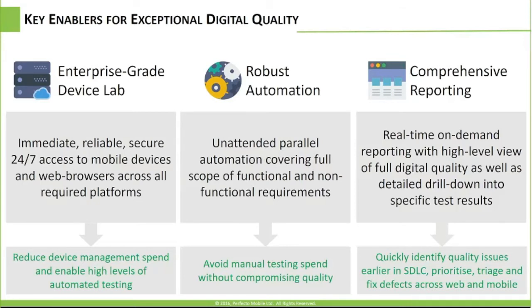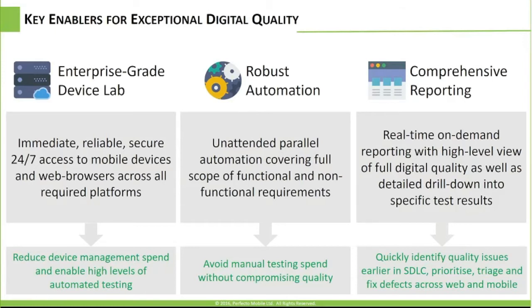And finally, once an organization has this robust automation set up, maybe as a continuous integration or continuous delivery pipeline, there are a lot of reports that get produced as a result of running tests, a lot of success reports or a lot of failure reports. It's very important to be able to aggregate these reports and provide both a high-level view into the full scope of digital quality across all of the platforms, as well as being able to drill down very quickly into specific test results and really quickly identify issues earlier, potentially in the software development lifecycle, prioritize triage, and then fix the defects again across the full digital domain.